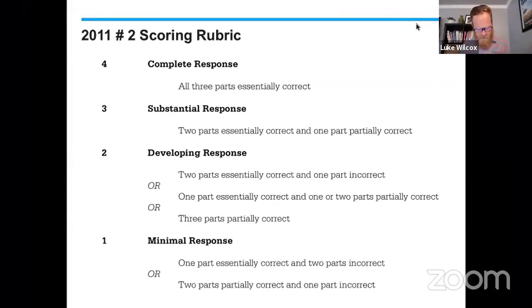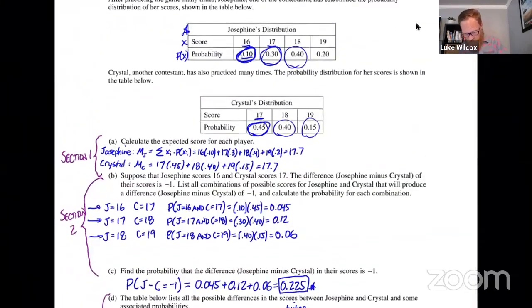Pretty standard rubric here. You can see if you got all 3 parts essentially correct, that's what you need in order to earn a 4. A 3 would be 2 parts essentially correct and 1 part partially correct. And then there are several different ways of getting a 2 and a couple of different ways of getting a 1 there. Now, it is also possible to get a 0 if you don't meet any of this criteria. So let's start with how we grade section 1, which is part A.